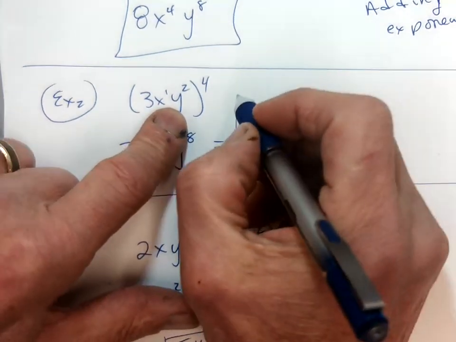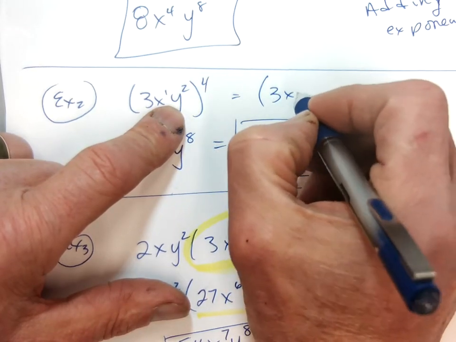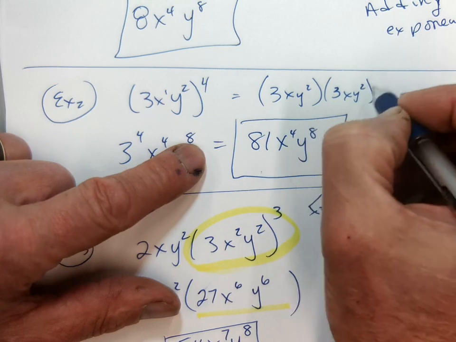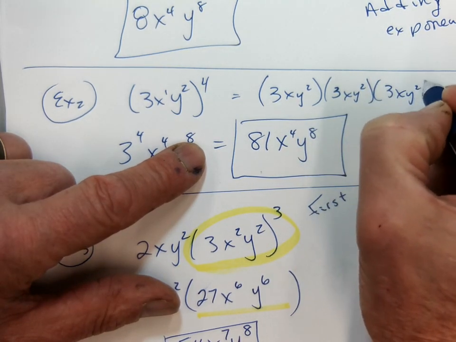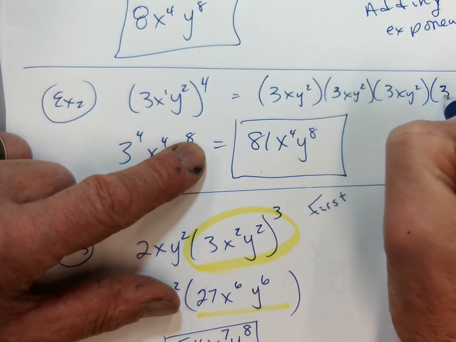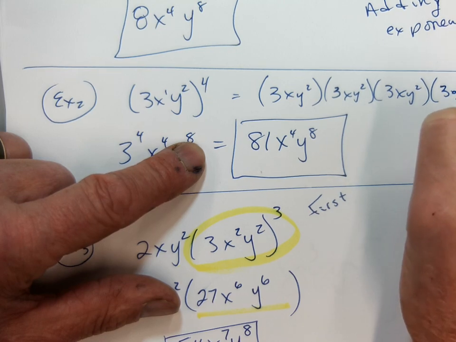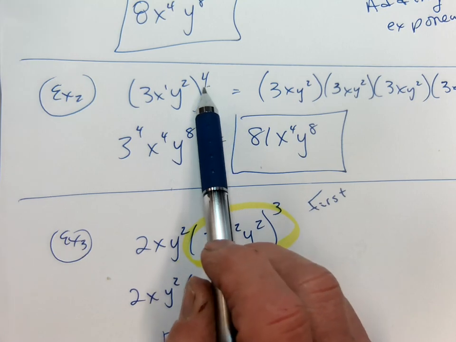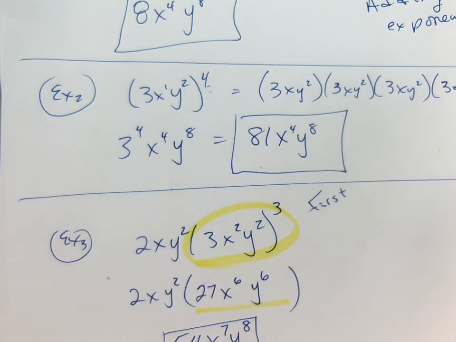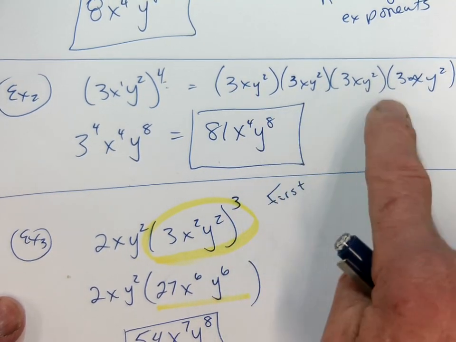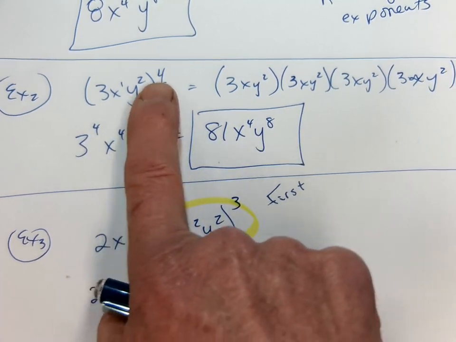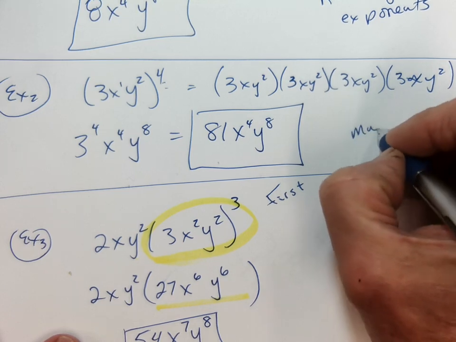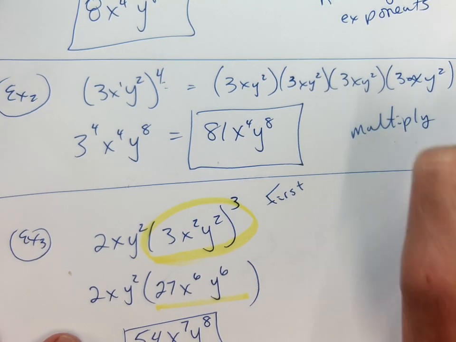So one thing I could do, which would be a pain, is write this out 1, 2, 3, 4 times, because it's to the 4th power, but that's doing it the long way. What if it was 10? That'd be ridiculous. So I'm going to do this differently than writing it out 4 times because it's to the 4th power. I'm just going to go 3 to the 4th power, and I'm going to multiply exponents. Multiply exponents.